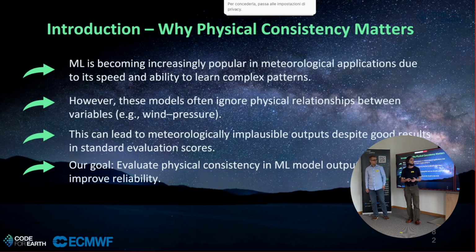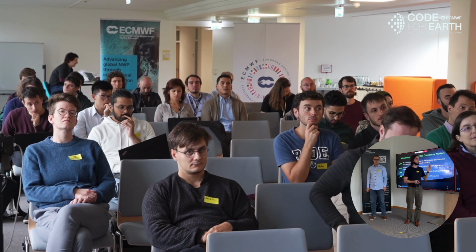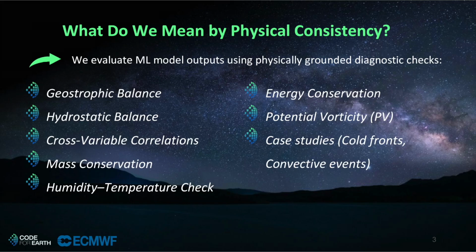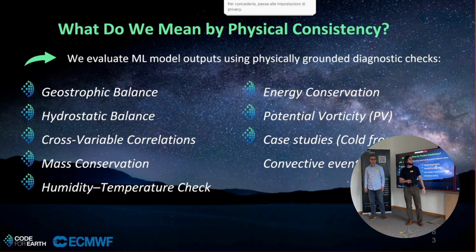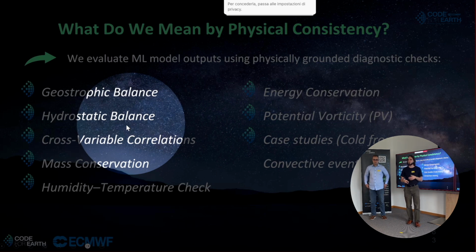We would like to pinpoint some inaccuracies and improve the reliability of those models using such tools. We are focusing on multivariate physical consistency. So most of the metrics are using more than one field to cross-examine. Some single variates might be missing, but those can be implemented later. So we are focusing on some of the present ones, like geostrophic balance, hydrostatic balance, cross-variable correlations, and so forth.